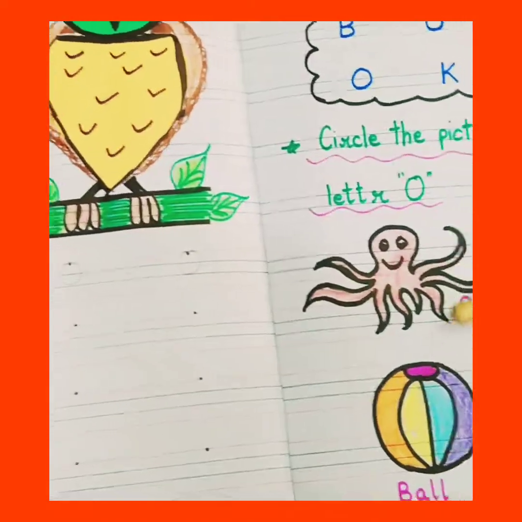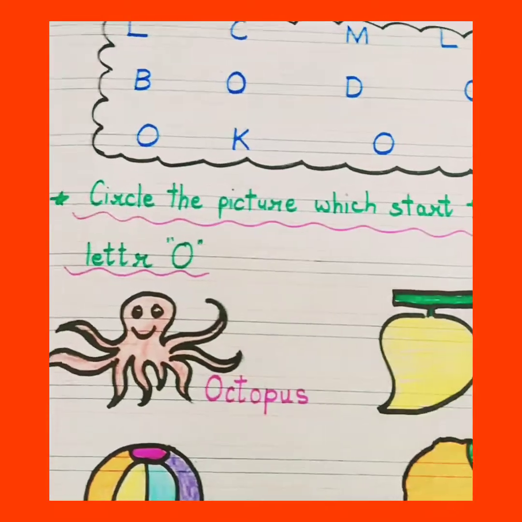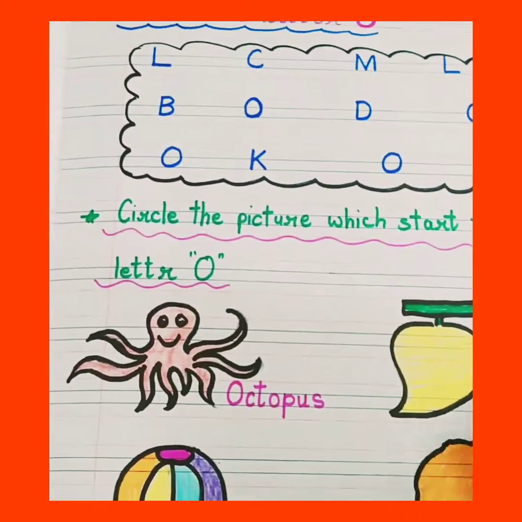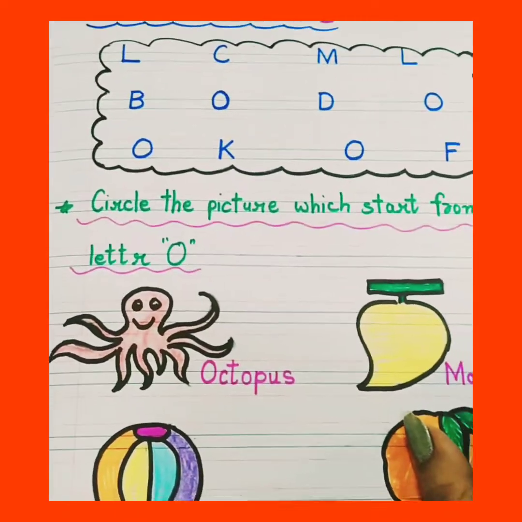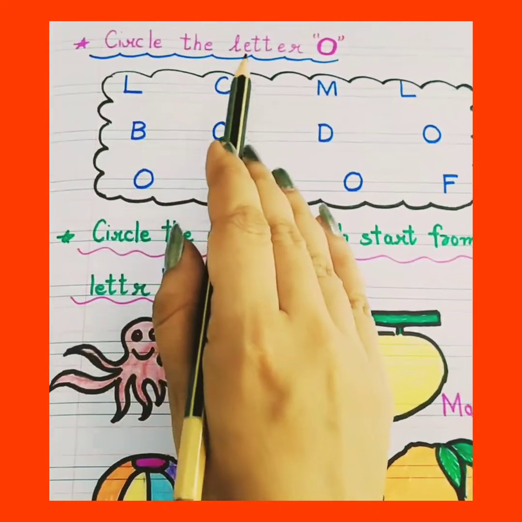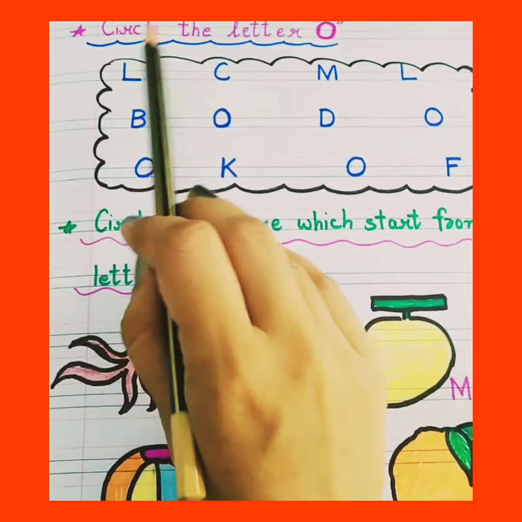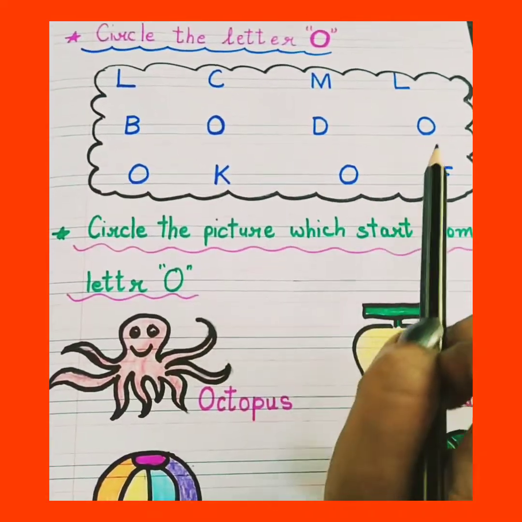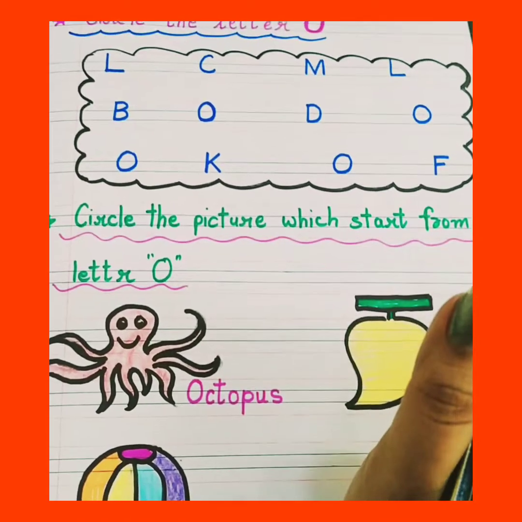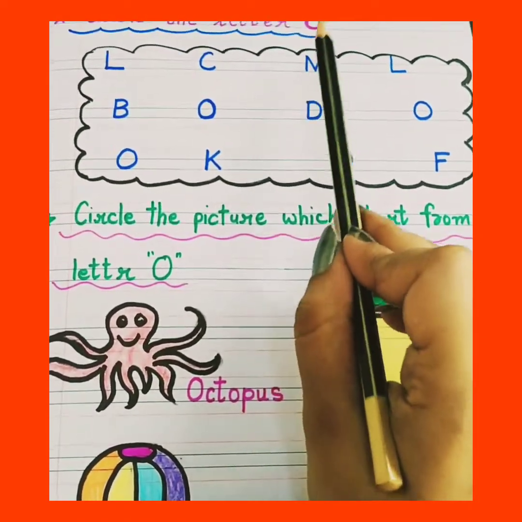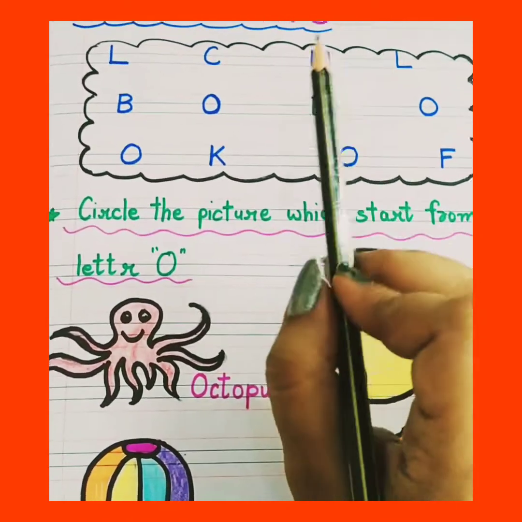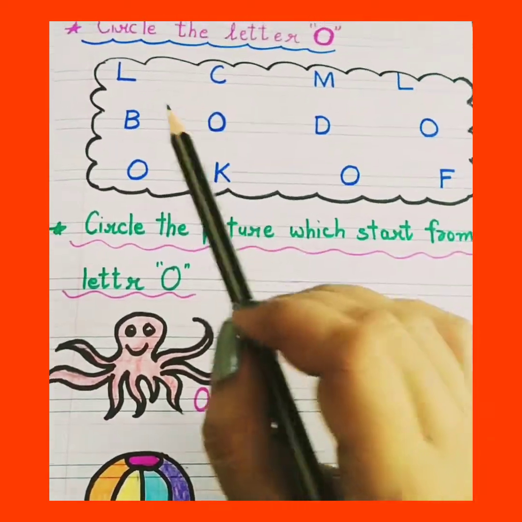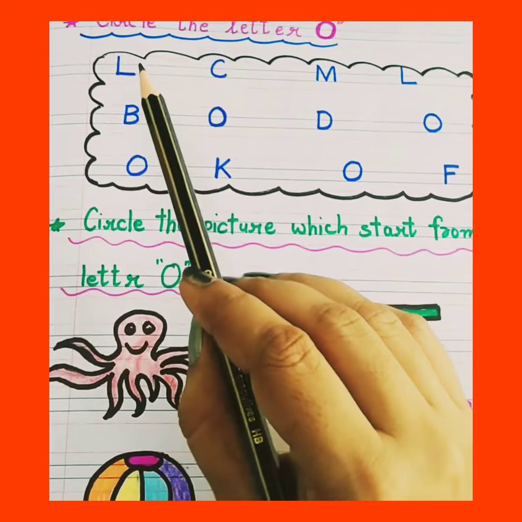Okay, now come to this side. This is your activity page and this is your homework page. Now see kids, what is your first activity? Circle the letter O. So we have some different letters. But what you have to do, you have to find out letter O and you have to circle only the letter O. Okay. So let's find out where is letter O.